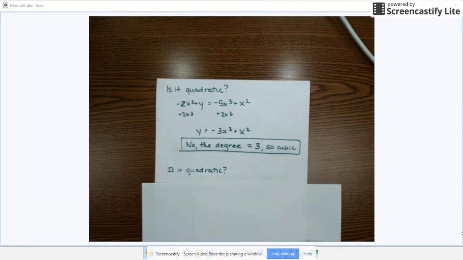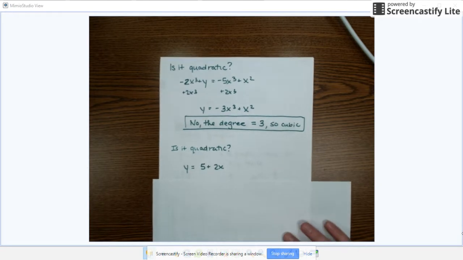I want you guys to decide if this function is quadratic. y equals 5 plus 2x.